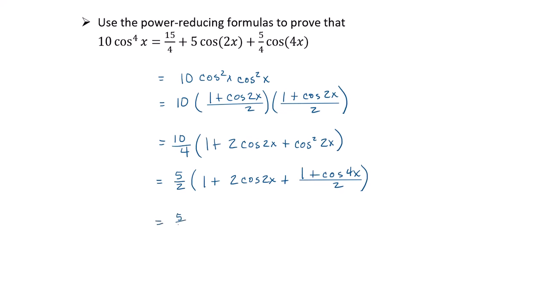Now I have 5/2 plus 5 cosine 2x plus 5/4 plus 5/4 cosine 4x. Collecting my like terms of 5/2 and 5/4, I'll have 15 fourths plus 5 cosine 2x plus 5 fourths cosine 4x.